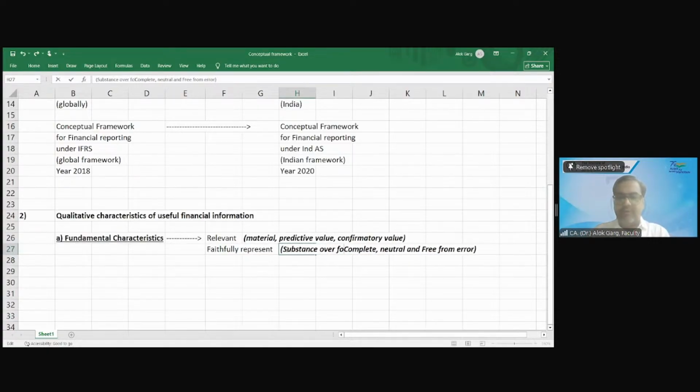Substance over form. You guys are aware of substance over form, right? So what is a faithful representation? Useful information is represented faithfully when the concept of substance over form is applied, the information is complete, the information is neutral, and it is free from error. Is that clear to everyone?